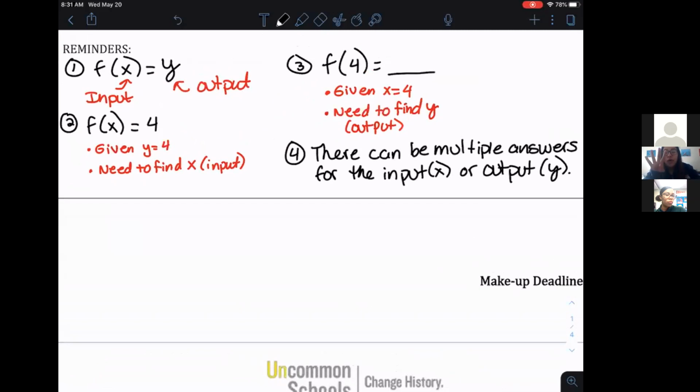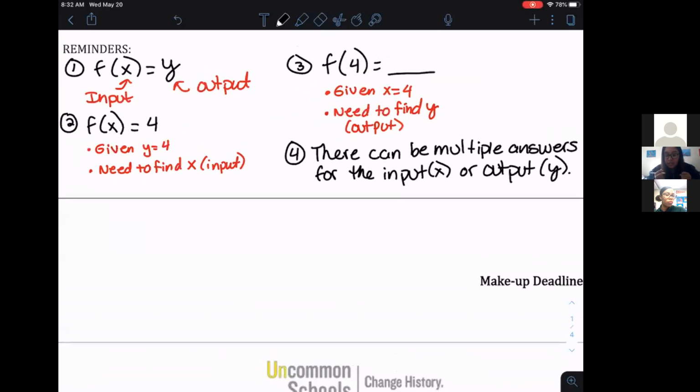Okay, 4 key reminders here. What's X? What's Y? Which one am I given? Which one do I need? And finally, there can be multiple answers, sometimes 2, sometimes 4. All depends on your graph.